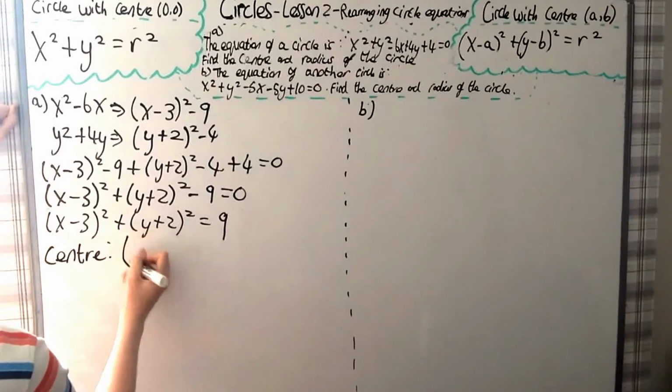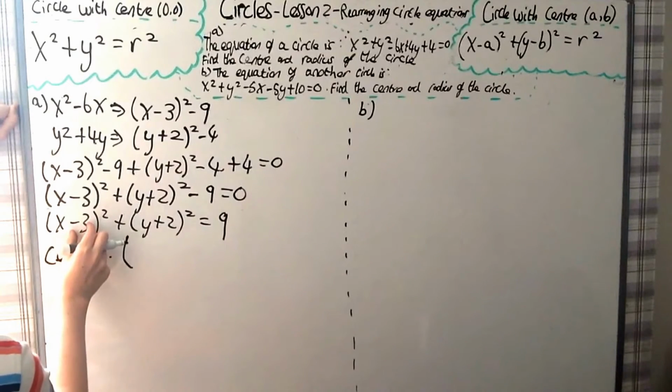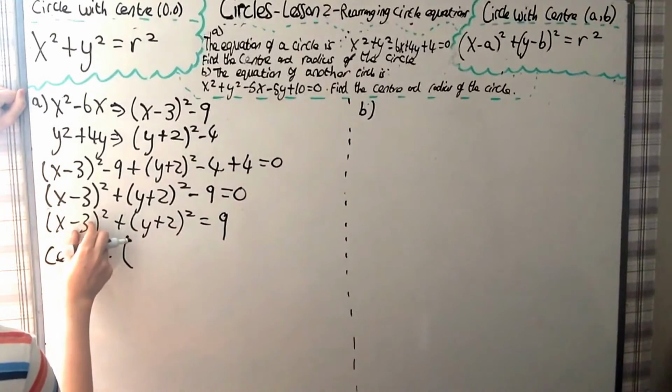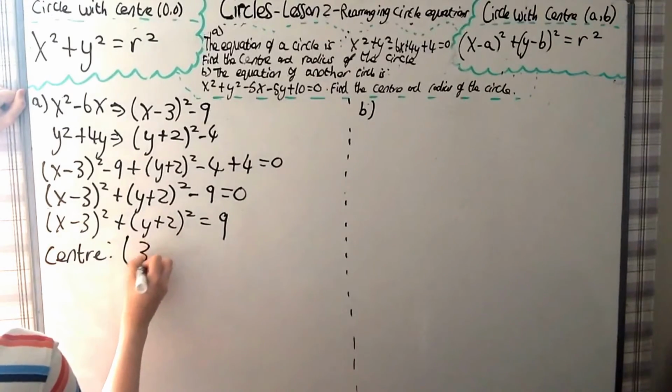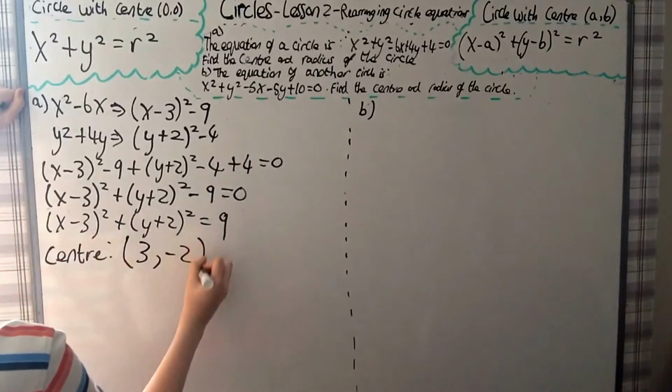The centre is just the opposite sign to what we have in each bracket. So we make each bracket equal to 0 effectively. So we get 3 as our x value and minus 2 as our y value. We just swap the signs.